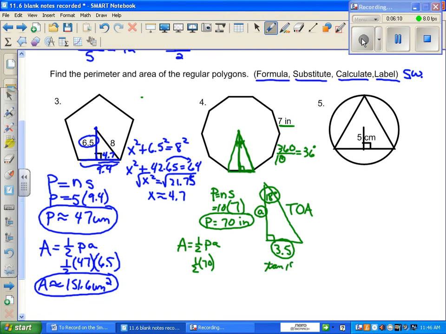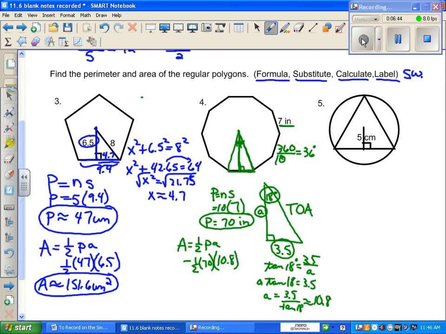Tangent from my angle, which is 18 degrees, compares your opposite to your adjacent. And now you're going to do some algebra on this. You're going to multiply both sides by a, and you have a times the tangent of 18 equals 3.5. You're going to divide by the tangent of 18, and a will equal 3.5 divided by tangent of 18. Now this is approximately 10.8. So that's what I'm going to put in for my apothem, is my 10.8.